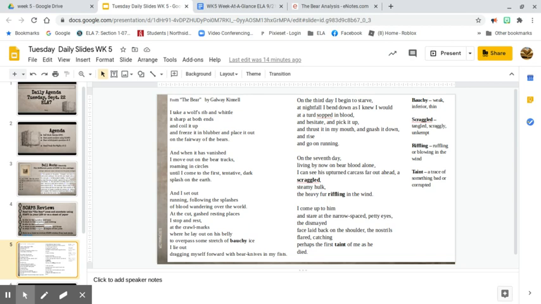What might you think a dark splash on the earth is? So we have a person who is on the bear tracks, possibly tracking the bears.